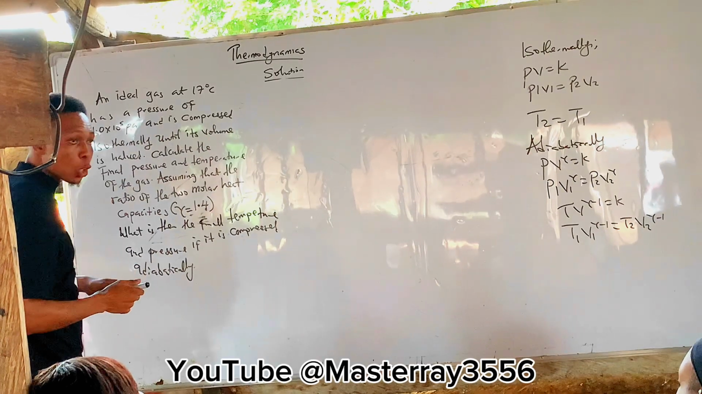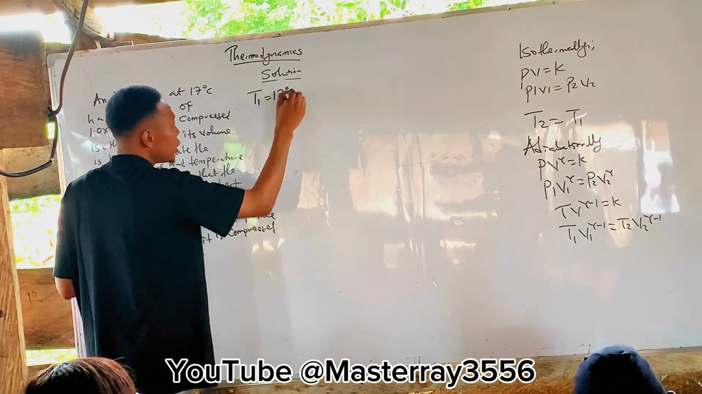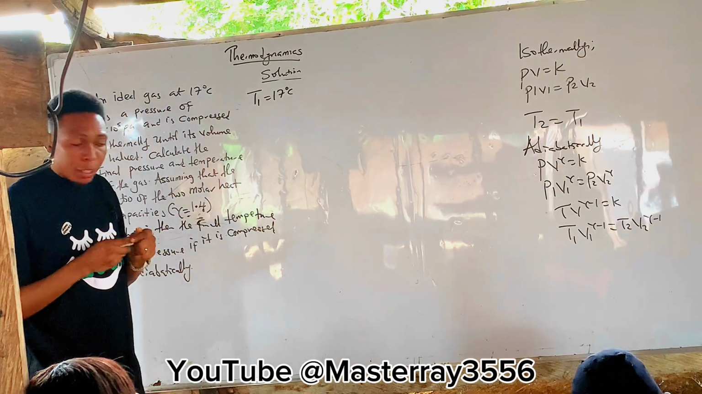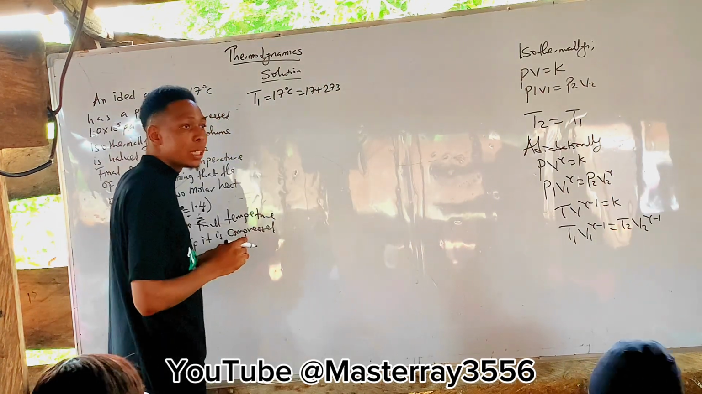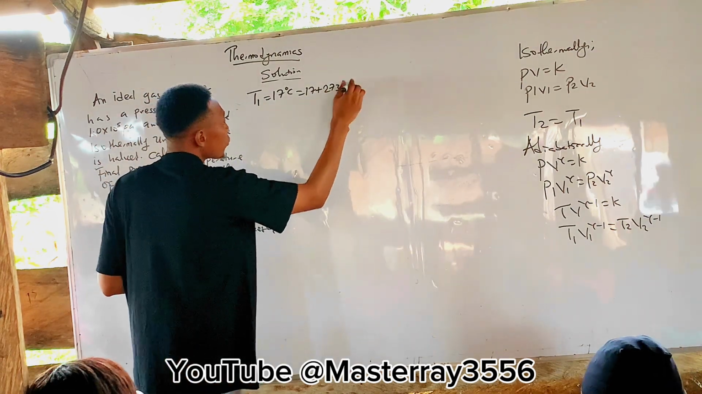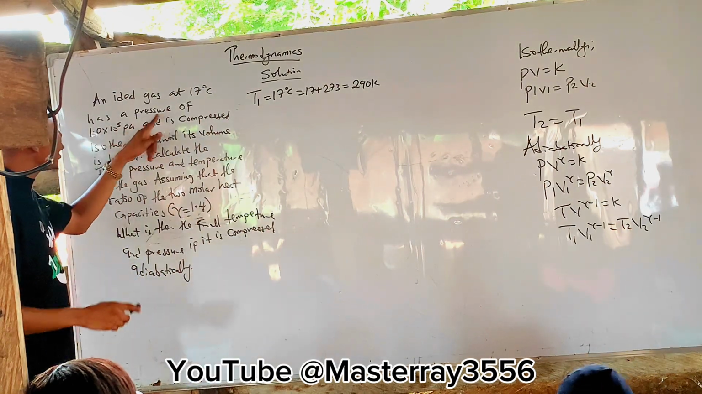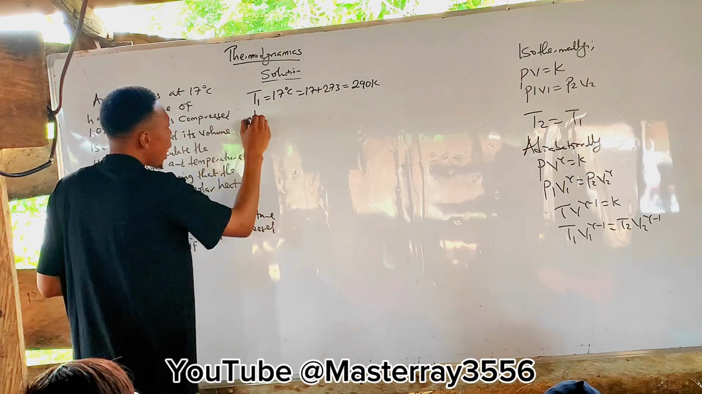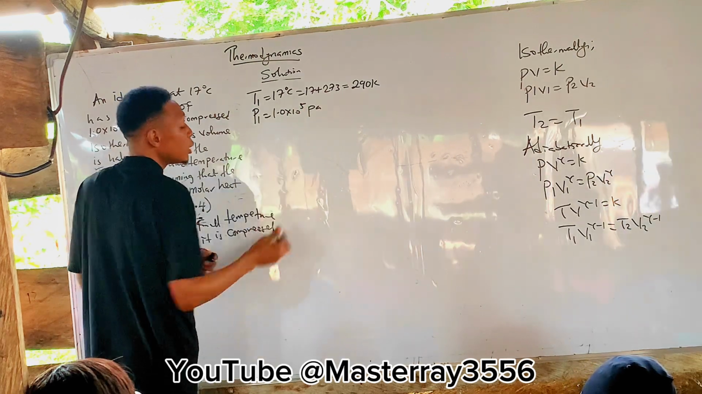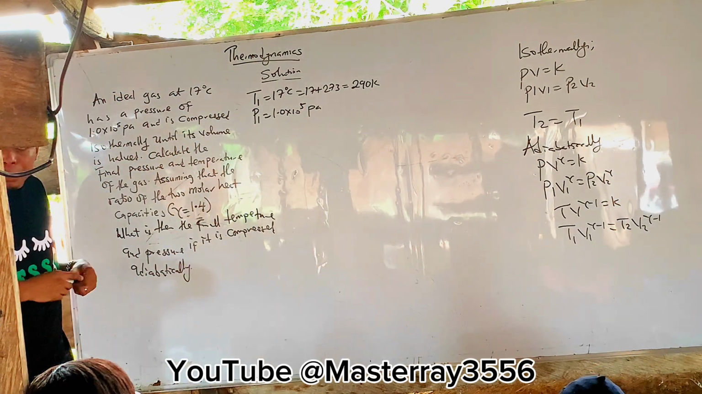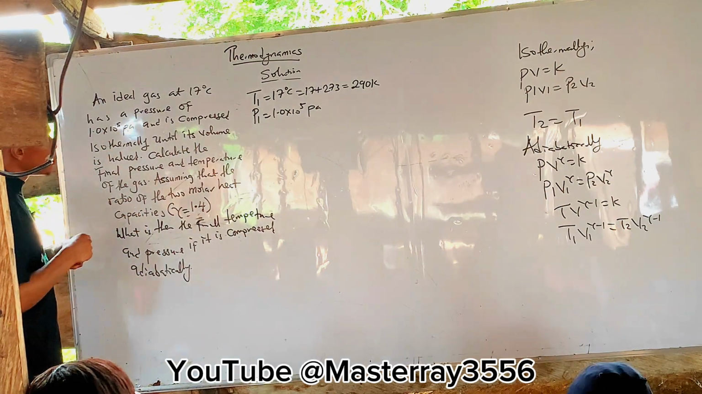17 degrees Celsius. That's our T1, right? The initial temperature is 17 degrees Celsius. We convert to Kelvin: 17 plus 273, that is 290 Kelvin. Now we are told it has a pressure of 1.0 times 10 raised to 5 Pascal. That's our P1. Pressure is measured in Pascal, millimeter mercury, centimeter mercury, bar, and the rest, even Newton per meter square.